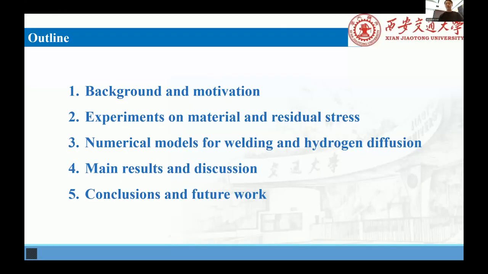Here is the outline of my presentation. First, I will briefly introduce the background and the motivation of this work. Second, I will show the experiments on the material properties and the residual stress in the L245 pipe welds. Third, I will describe the numerical models used for the welding process and for hydrogen diffusion. Then I will present the main results and discuss how residual stress influences hydrogen enrichment. Finally, I will summarize the conclusions and give some ideas for future work.